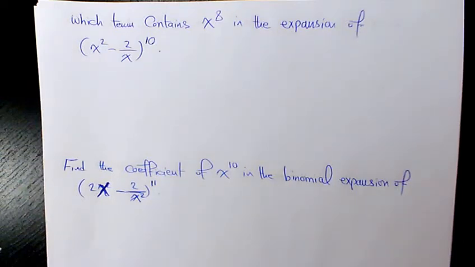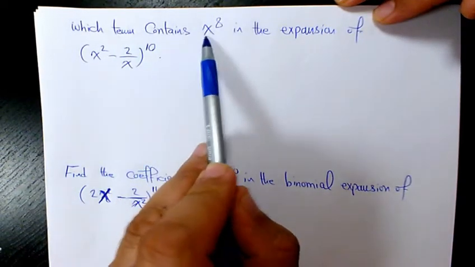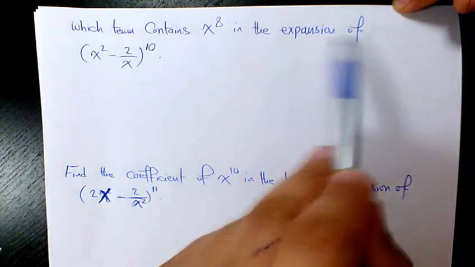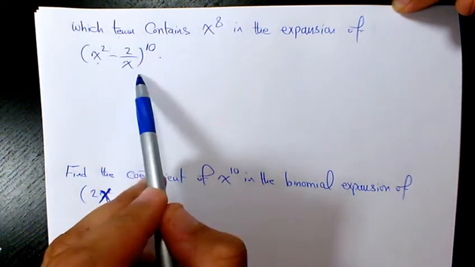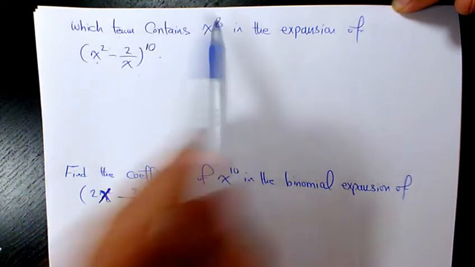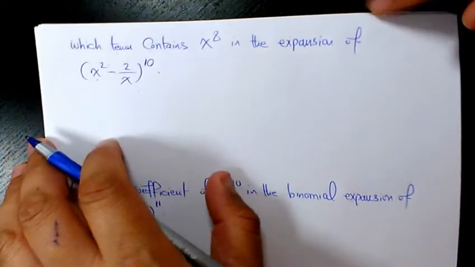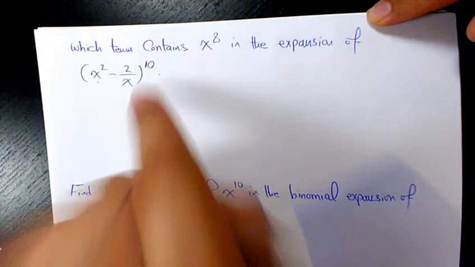Welcome to another video. In this video I want to show you some examples regarding binomial expansion, and in these examples we need to find the order of the term. For example, the first one says: which term contains x to the power of 8 in the expansion of (x squared minus 2 over x) to the power of 10? So which term contains x to the power of 8? We need to say, is it the second term, third term, fourth term, or whatever. So first of all, n is 10.